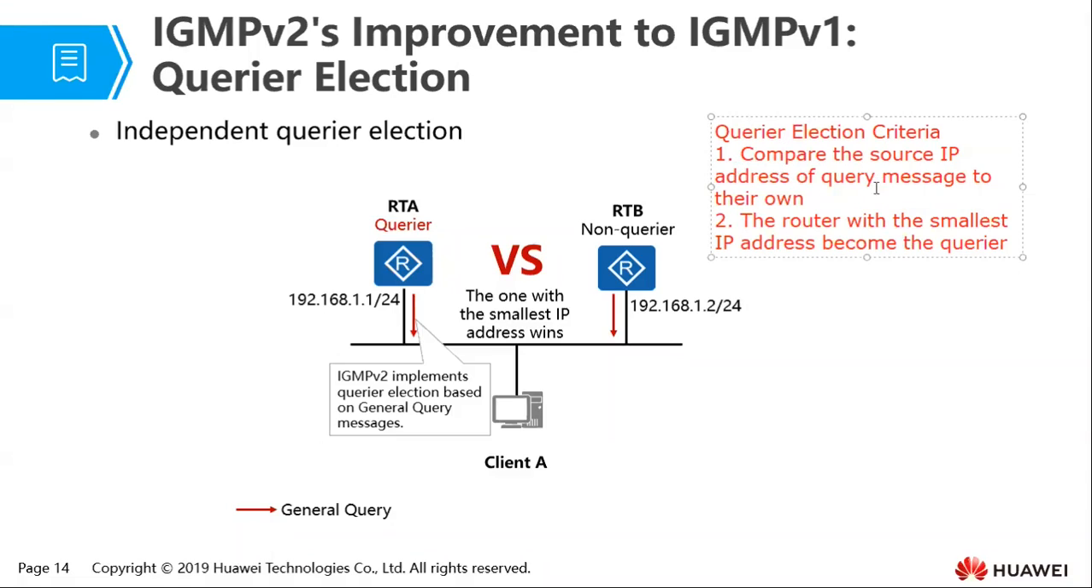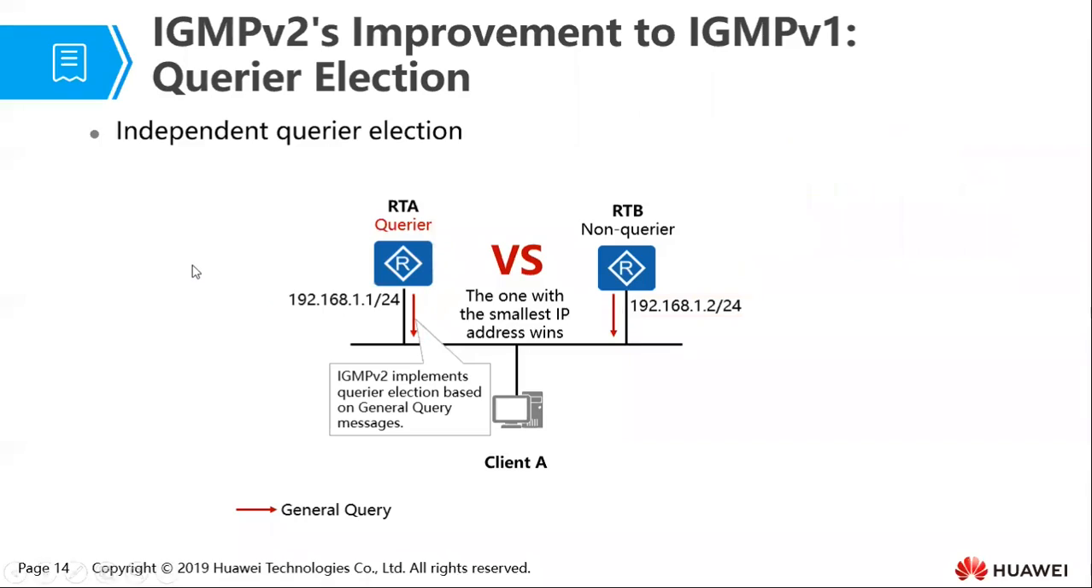Compare the source IP address of the query message, because every router will send a query message, and in the query message they carry the source address. The router that has the smallest IP address, in this case RTA, becomes the querier. Generally, that is how elections are done in IGMP version 2.